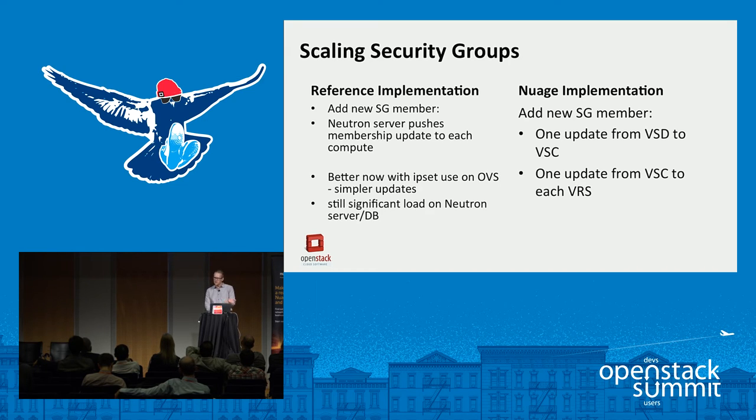In the Nuage implementation, there's a single update from VSD down to the VSC layer, and then the VSC uses its scale-out capabilities to push things to each VRS. One key thing to note here, and I meant to mention it earlier, but I didn't. This isn't a traditional controller in the way that if there's a new flow that's instantiated on a given compute, the flow resolution needs to go up to the controller and back down. All of that intelligence lives on the compute in the VRS. So the controller is just responsible for pushing new policy information.